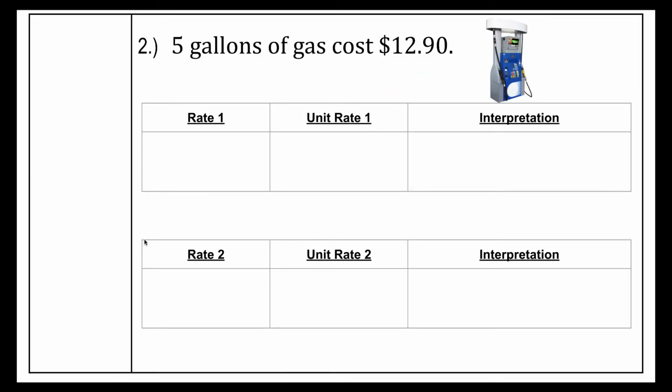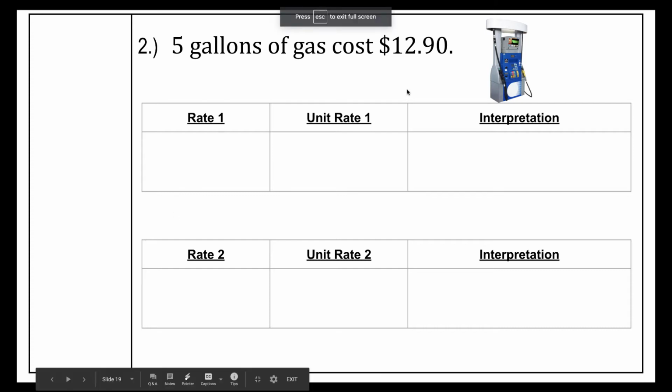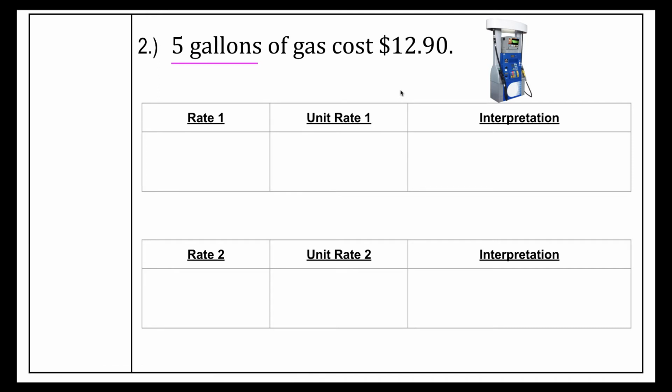Here we have 5 gallons of gas cost $12.90. What am I comparing in this problem? I'm comparing gallons, we have 5 of them, to cost, which is $12.90. Let's write that in fraction form as a rate. They're comparing different units. That is a rate. So let's put 5 gallons on top, and we're comparing that to $12.90.